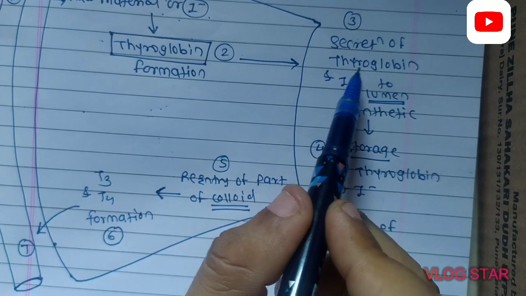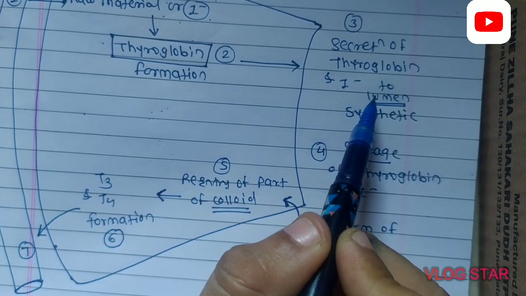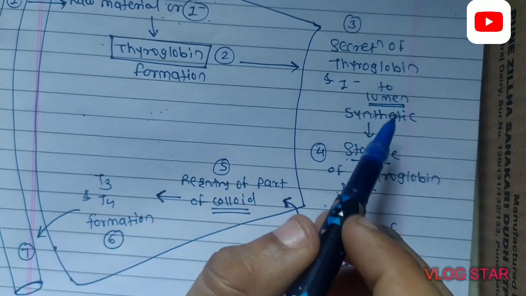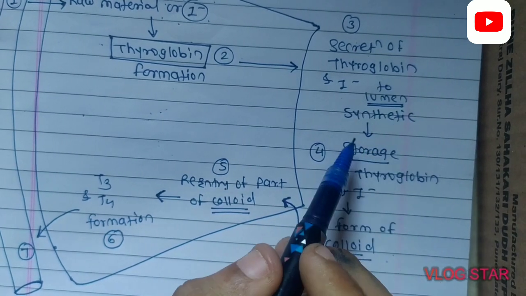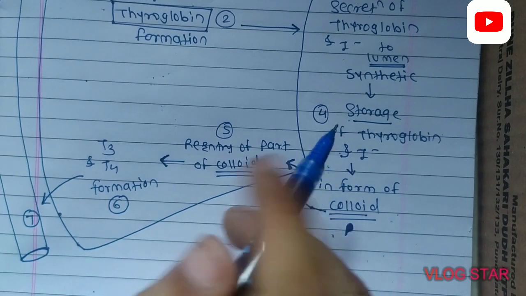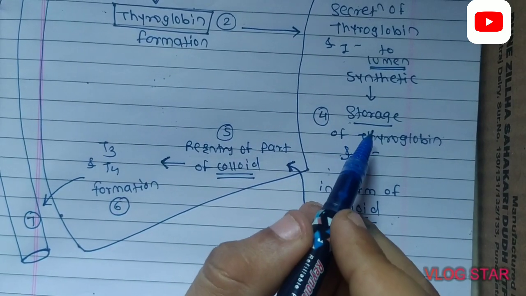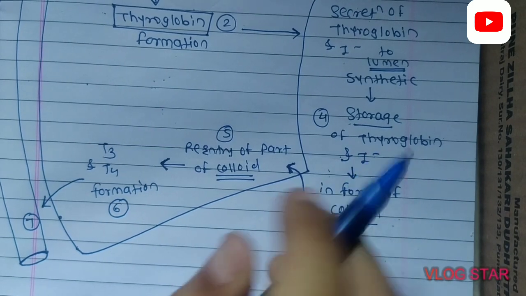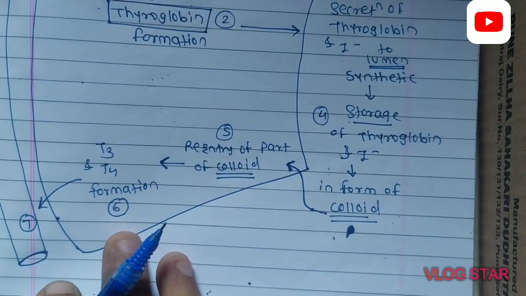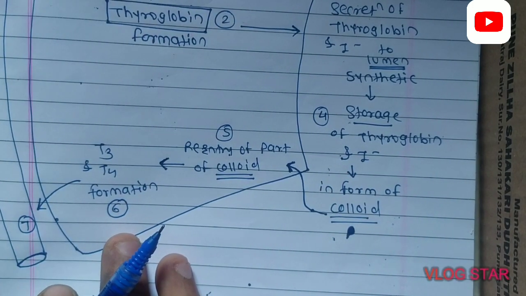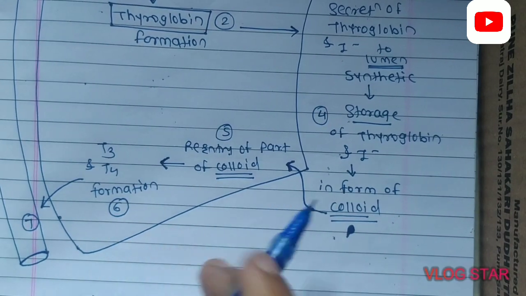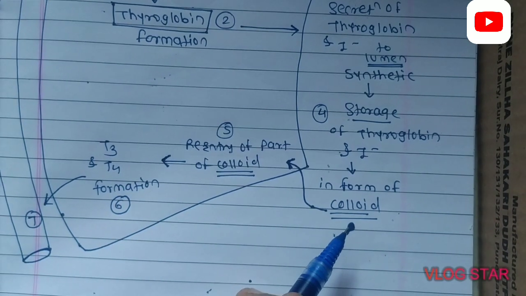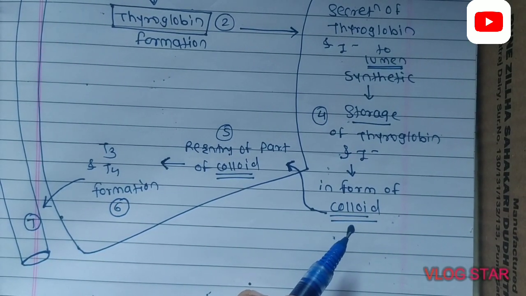Once the thyroglobulin and the iodide enter the thyroid follicle lumen, the synthetic processes occur. After these synthetic processes, the fourth stage occurs. The fourth stage is the storage of thyroglobulin as well as the remaining iodide, that is, the colloid. So this thyroglobulin and iodide get stored in the form of colloid. Once the colloid is formed, that is the mixture of thyroglobulin and iodide.